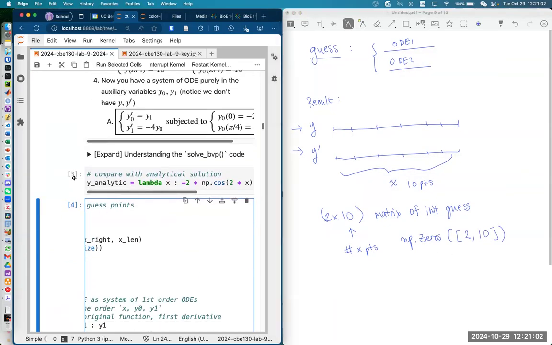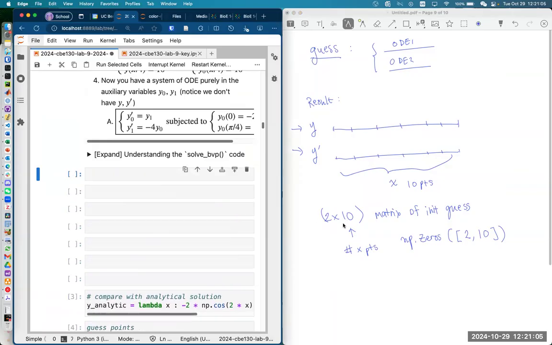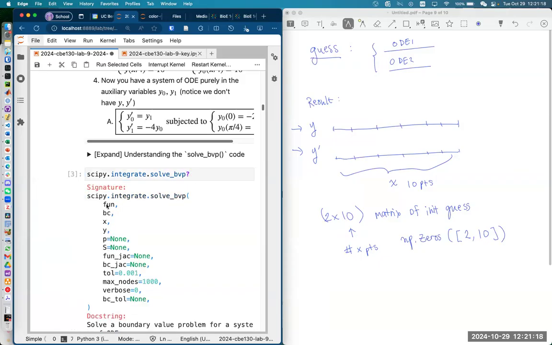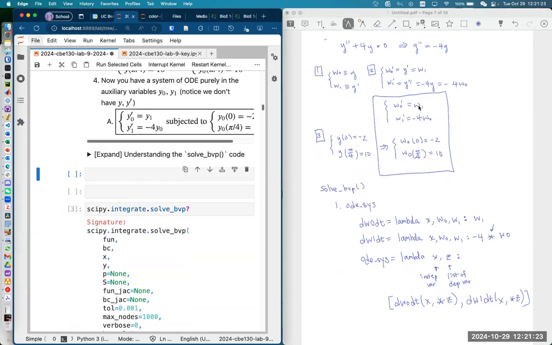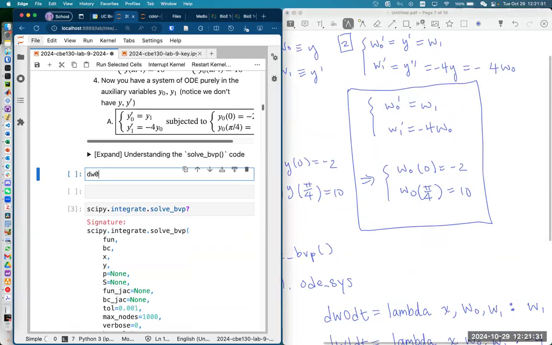And let's try to code this up from scratch. So first, let's look at what we need. So scipy.integrate.solve_bvp. So if we do a question mark and run it, we'll see what we need. So we need a function. So we can define the function using the syntax we just wrote. So here we have dw0 dt is equal to a lambda function of independent variable t, and then dependent variables w0 and w1.